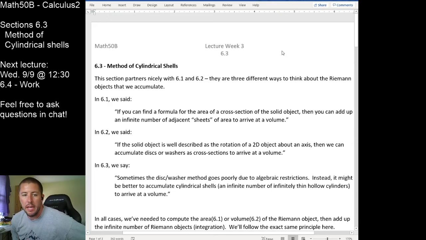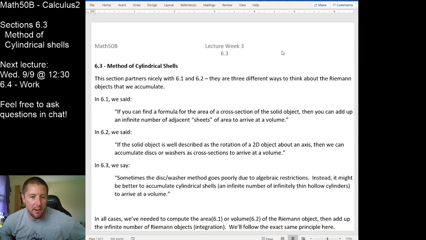What I want to start with here is talking about what we have been doing so far in chapter six. In chapter six, we've basically just been figuring out how to find the volume of an object the whole time, and this is our third different technique here. I promise 6.4 and 6.5 will be different. 6.4 is exciting and different. 6.5 is going to be super easy with our average value stuff.